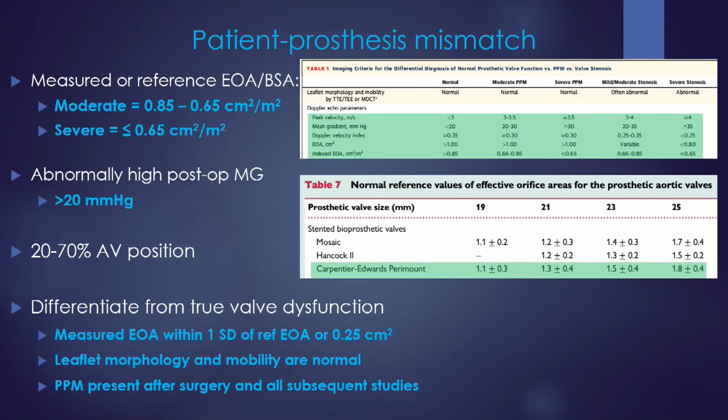Because the valve works normally, leaflet morphology and mobility are normal. And unlike valve dysfunction, which is degenerative and therefore progressive, prosthesis mismatch is evident immediately after the surgery and then on all subsequent echoes. So it's not something that will develop over time.